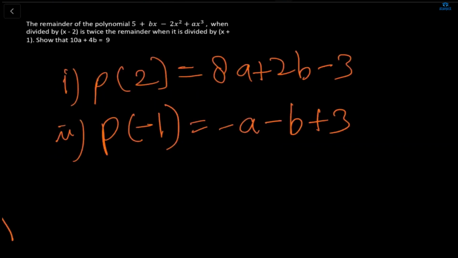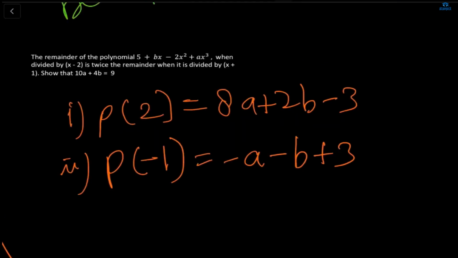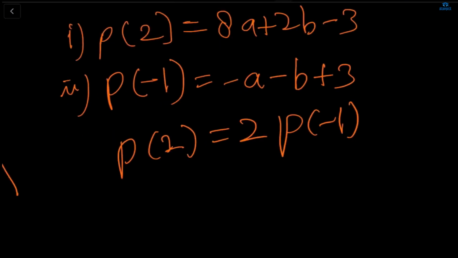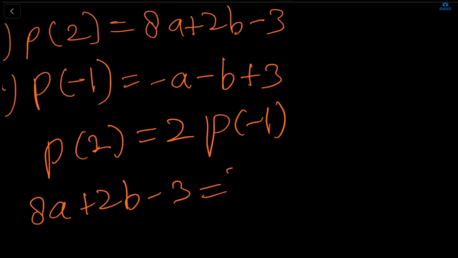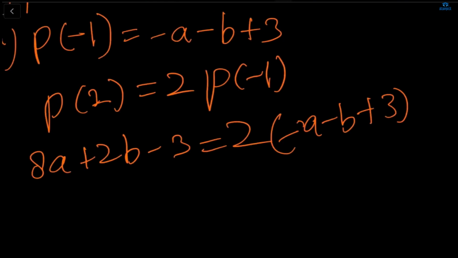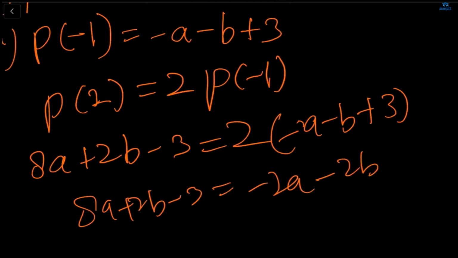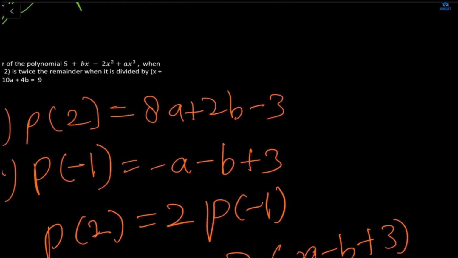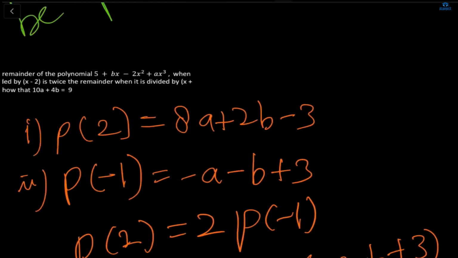Now what is given in the question? When you divide by x minus 2, the remainder is twice the remainder when you divide by x plus 1. So it is given that p(2) is equal to 2 p(-1). So 8a plus 2b minus 3 is equal to minus 2a minus 2b plus 6. Put all the a on one side and all the b on the other. In the question you have to form an equation. This should be the answer: 10a plus 4b is equal to 9. So you have to bring it in this form.